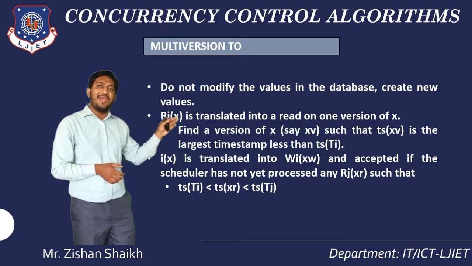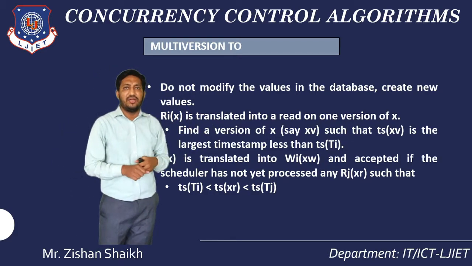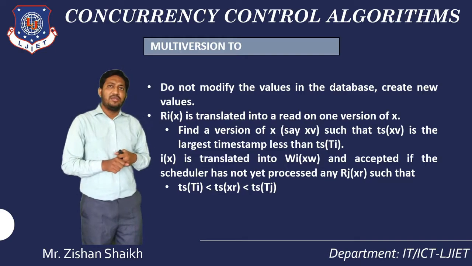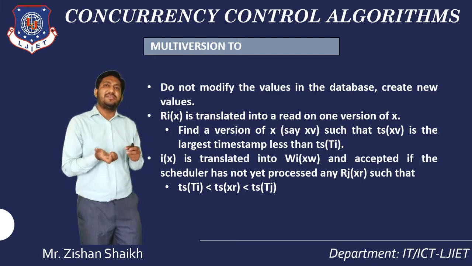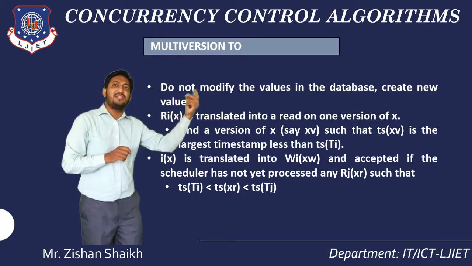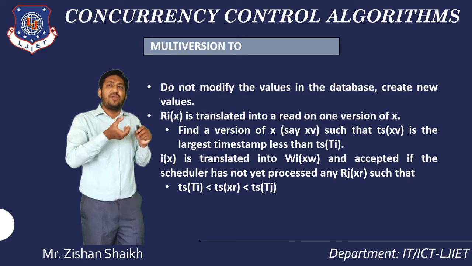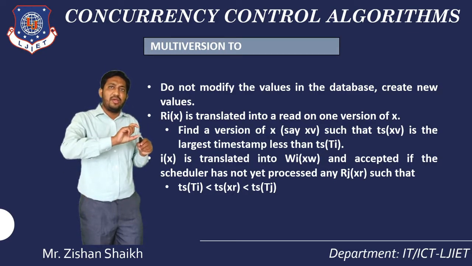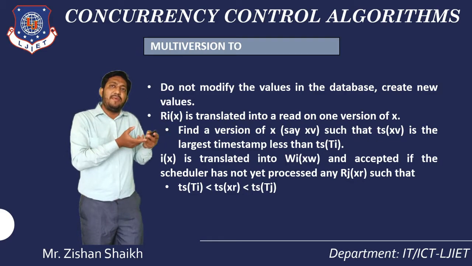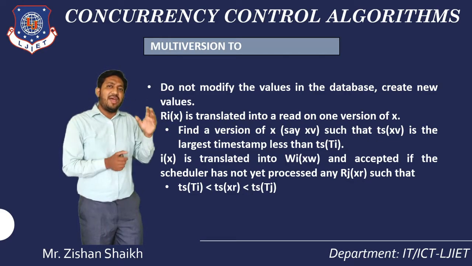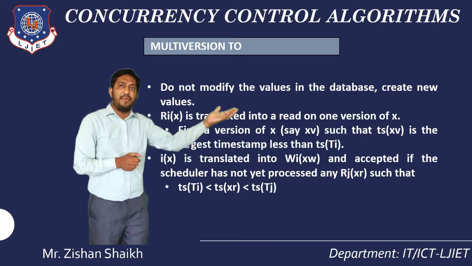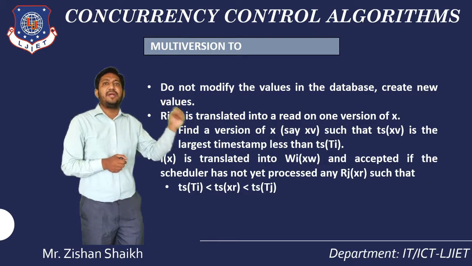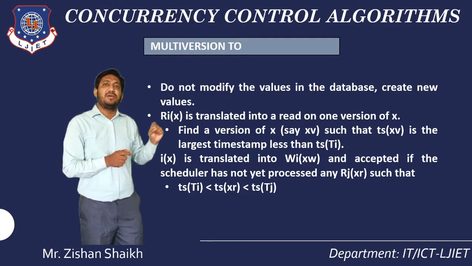So if R of X is translated into the read of one of the versions, then find the version of X here. Suppose X is my original value, then if any transaction T1 updates X, it is named X1. If any next transaction is requested here, it will check which one was updated, X or X1. If X1 is updated, then the new update will be X2. So from that we are searching which operation is performing which type of update and which version is most updated. From that we are checking which is the currently most updated value.